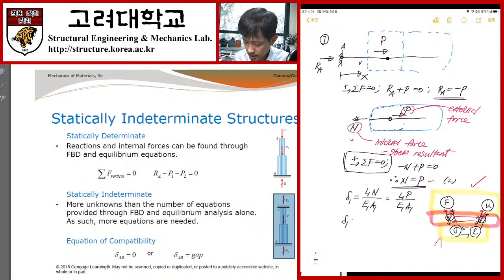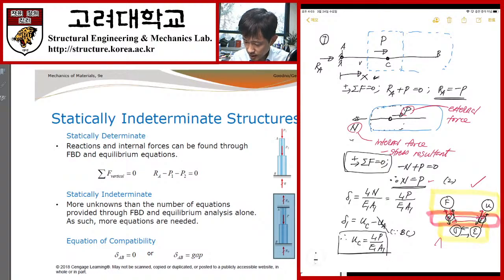The definition of elongation of segment 1 is what? Because this is my coordinate system, this is point C, right? And then this is point B. UC minus UA. This is the definition, isn't it, right? UC minus UA. But because of the boundary condition, UA is equal to 0. That's why it is equal to UC. Okay? So UC is equal to what? L1 P over E1 A1. Okay, this is UC.